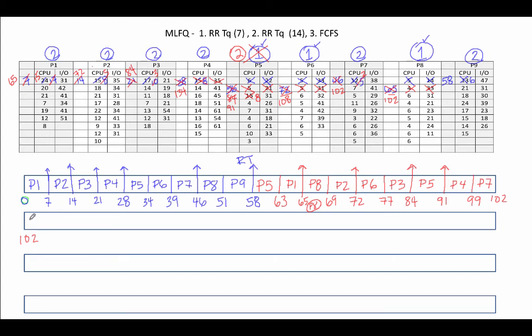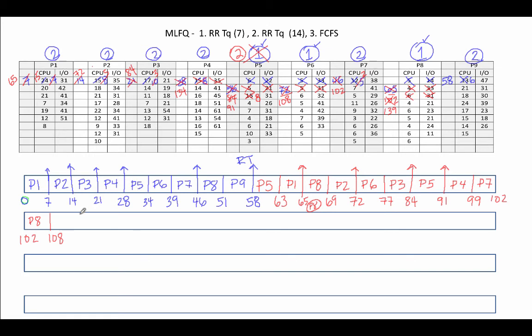Now the current time is 102, and we have P8. P8 is going to go at time 102, and it is a level 1, and its CPU burst is 6 time units, so it will go until time 108, and then it will go out to I/O for 31 time units, and it will come back into the ready queue at time 139, and P8 is going to remain a level 1 process.